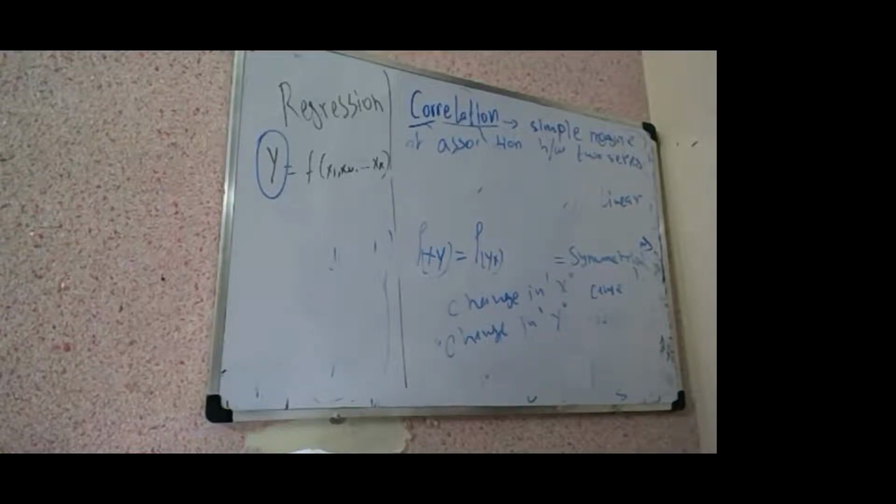But here it doesn't tell how much change. How much change in x brings how much change in y, this it doesn't tell. So that's the main difference between regression and correlation. Regression also tells us how much change in X brings how much change in Y, so that we can make a good analysis. But in correlation, we cannot conclude anything. We cannot infer anything. We just infer a simple association between two variables.